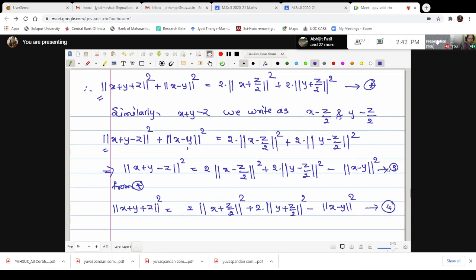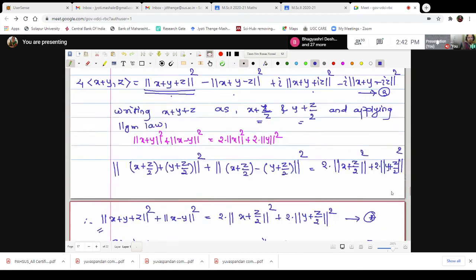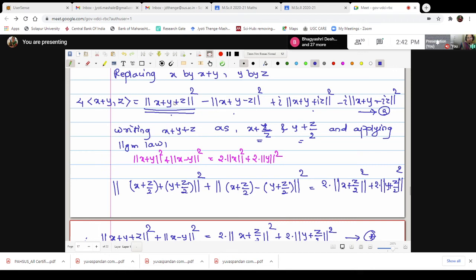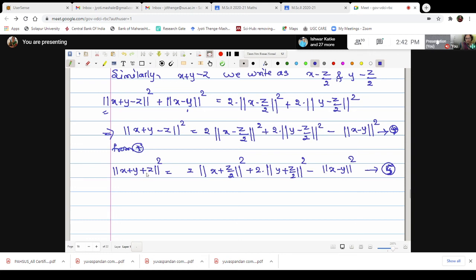And here I will write 4. Here I will write 5. Fine. Okay. Now looking at this 3, we have found the values of this first norm and second norm. And what is the relation between the two norms? It's a subtraction. Therefore, we will take a subtraction of these two equations, right?